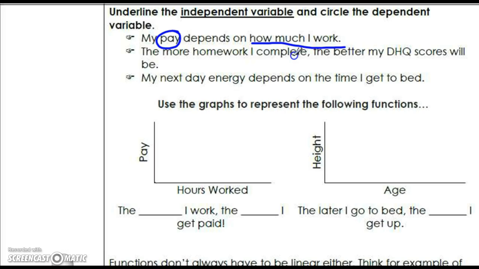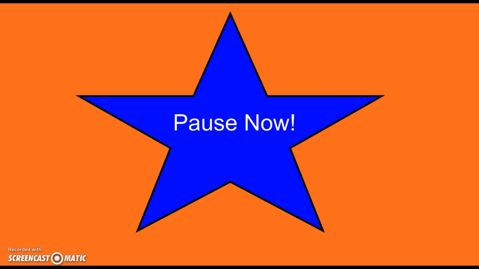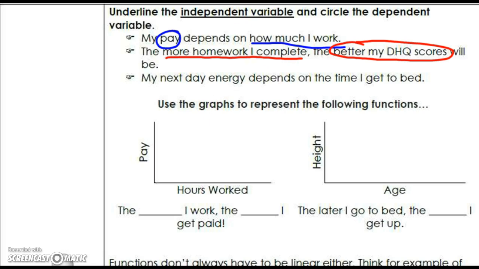The more homework I complete, the better my DHQ scores. So independent is going to be the more homework you complete. Dependent would be better DHQ scores, kind of the output or what's the result. So go ahead and try that last one on your own. Pause now. And hopefully you have circled next day energy and underlined time you get to bed. So the time you get to bed is going to result in how much energy you have.